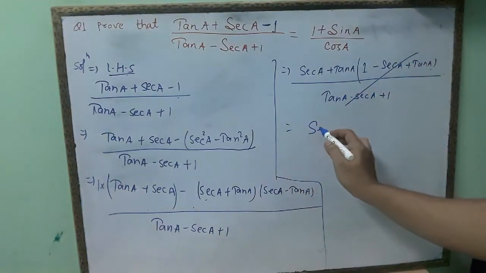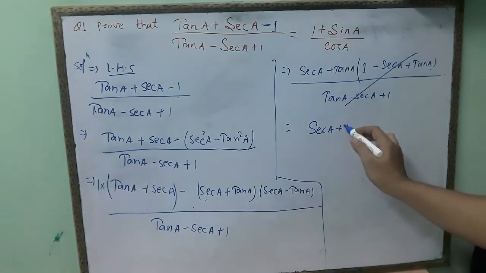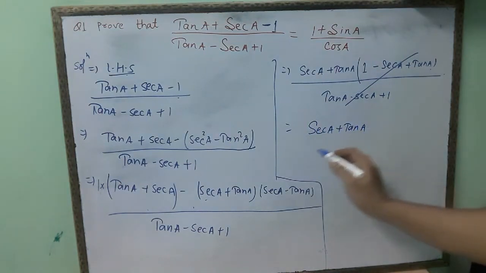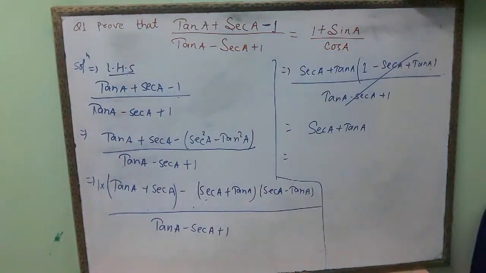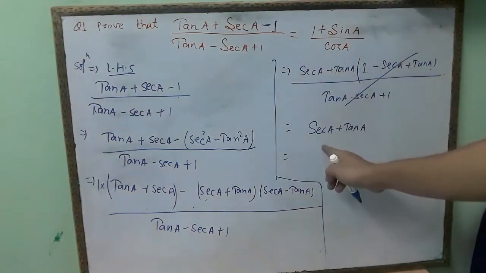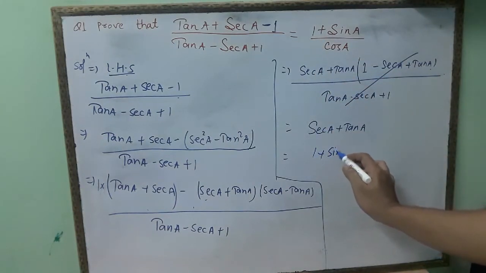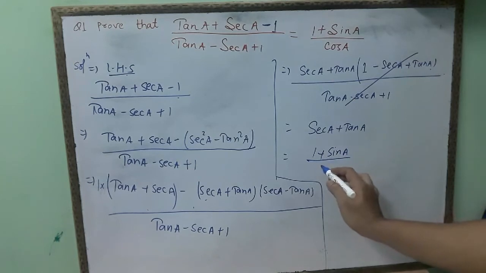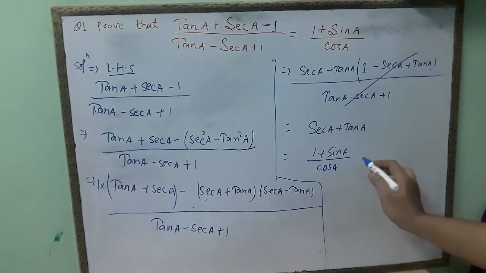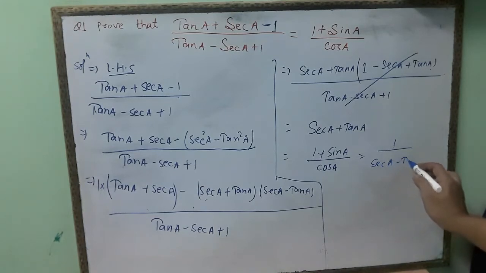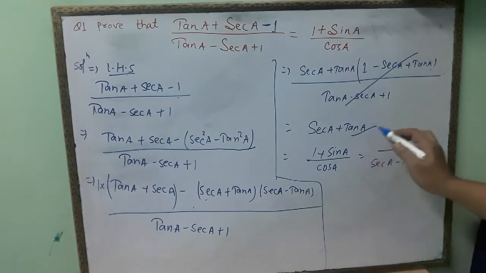So the process is, left term is sec a plus tan a. As we know, I have earlier told you at the initial of this video that you can write sec a plus tan a, or you can write 1 plus sin a divided by cos a, or you can write 1 by sec a minus tan a, all are equal. So here it is proved.